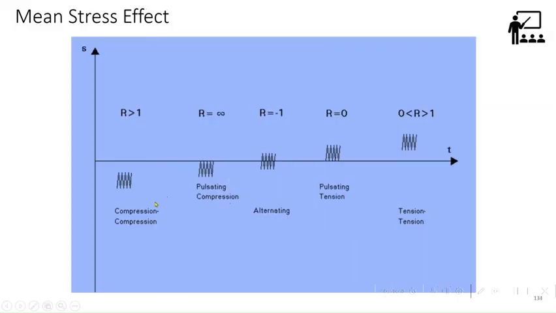This is another way of doing compression. Then R is equal to infinity. Pulsating compression is called an alternating state. Then R is equal to 0. Then between 0 and more than 1 are quasi-static cases.